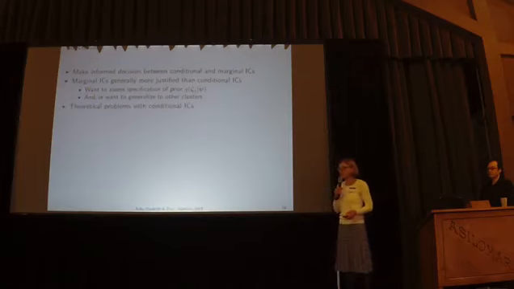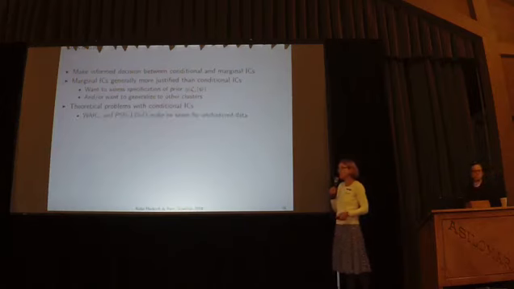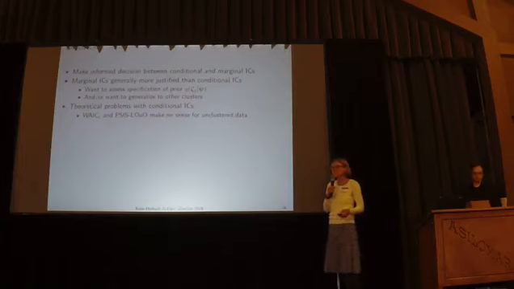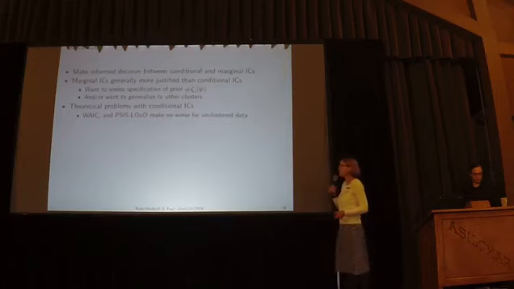There are also theoretical problems with the conditional version of the information criteria. One of them I talked about very briefly. In the unclustered case, it doesn't really make sense to think of it as some kind of leave one out cross-validation.